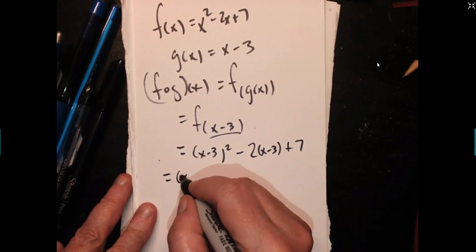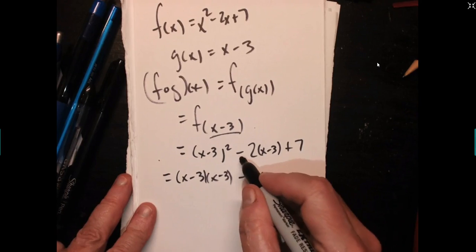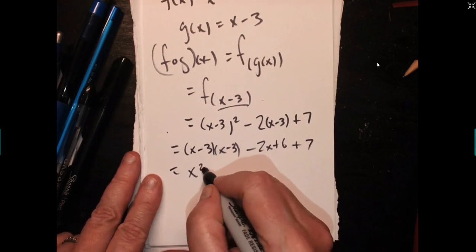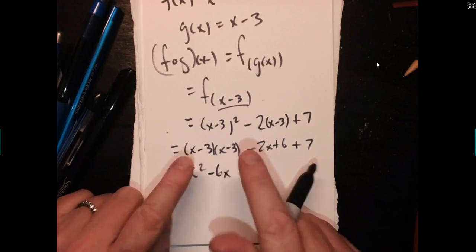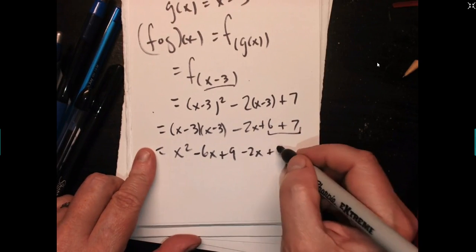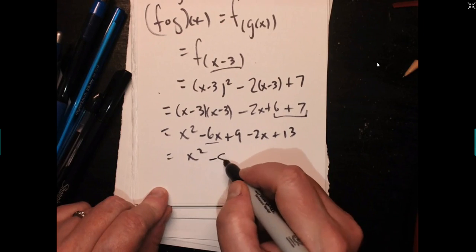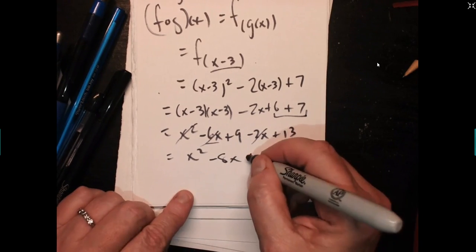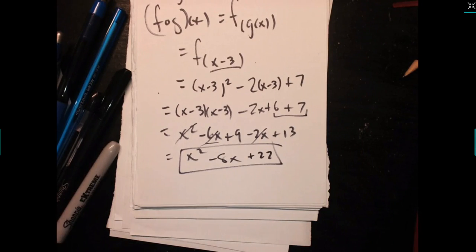X minus 3 all squared is that. Then minus 2x, distribute the 2, plus 6 and plus 7. Here I'll have x squared minus 3x and plus 9. 6 and 7 is 13. And so I have minus 6x minus 2x, which is minus 8x. And 13 and 9 is 22. So that should be my answer.